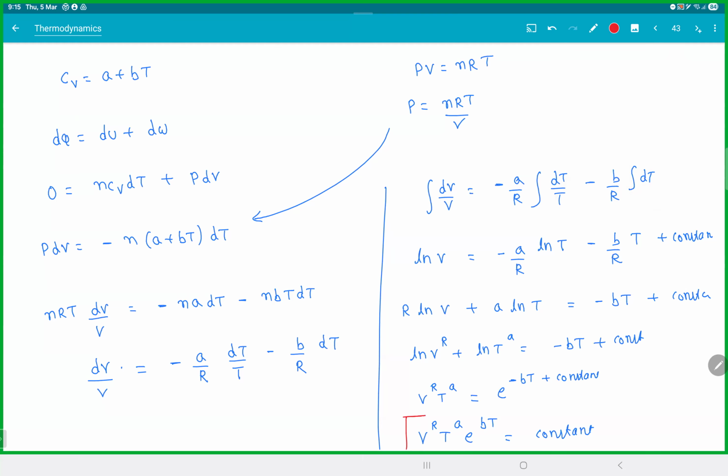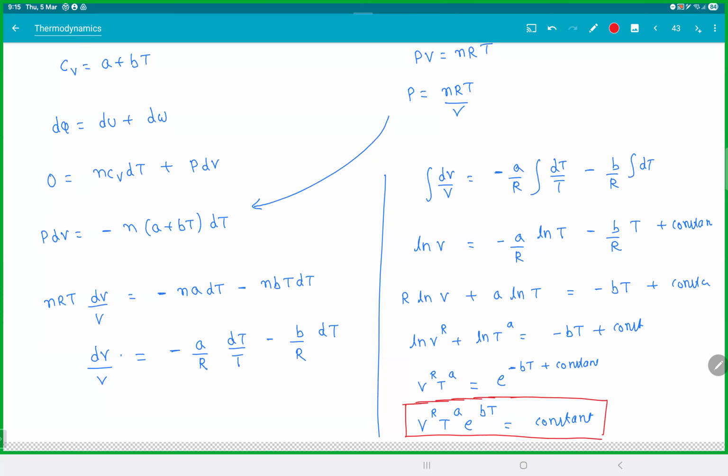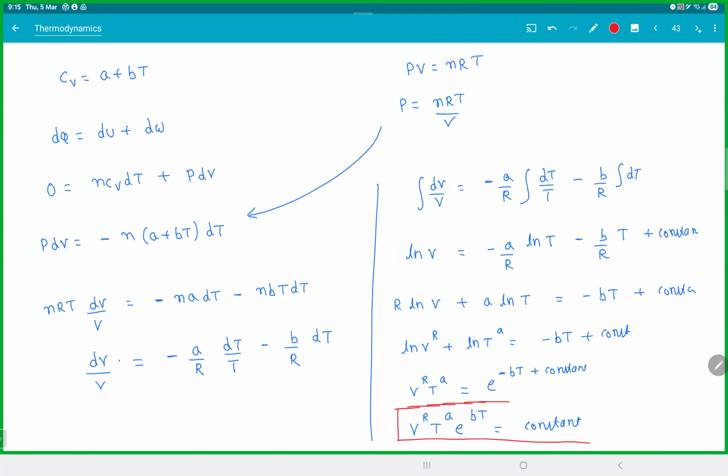Options will be like this. This is not any standard process which you see. This is not polytropic, nothing like that. This is a completely different, weird process. This is how you handle them. Options also will look like this only, exponentials and powers. Do have a look at this. It's more of a math.